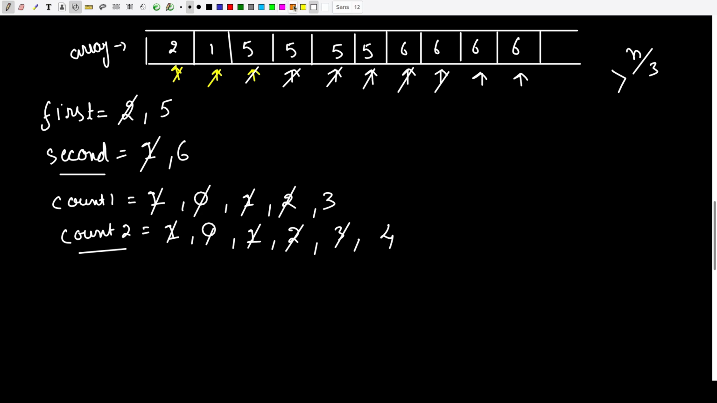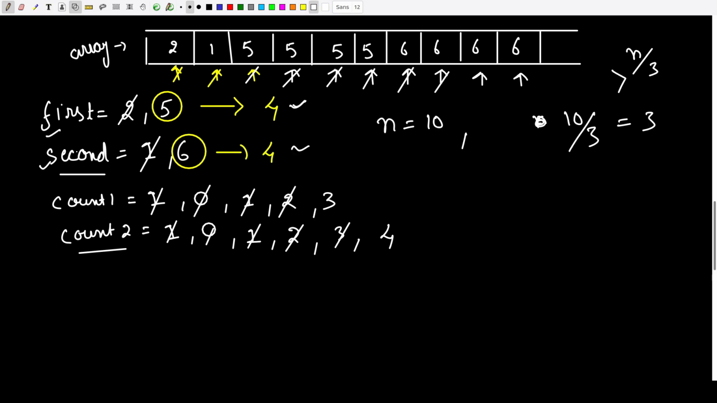And in this way, we have found the candidate elements, and the candidate elements are 5 and 6. Then in the confirmation cycle, all we have to do is iterate on this array and count the frequency of 5. As we can see, the frequency of 5 is 4 and the frequency of 6 is 4. Since the frequency of first and second is greater than n by 3, we are going to say 5 and 6 are our candidate elements and we return 5 and 6. So that's the discussion of the solution, folks.